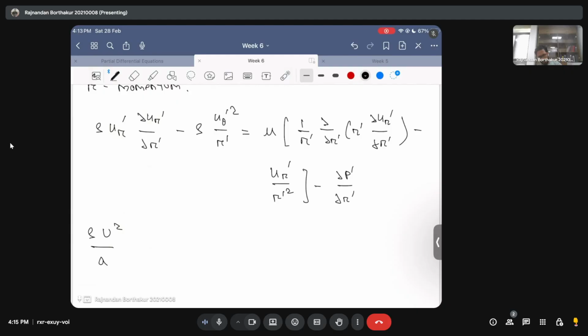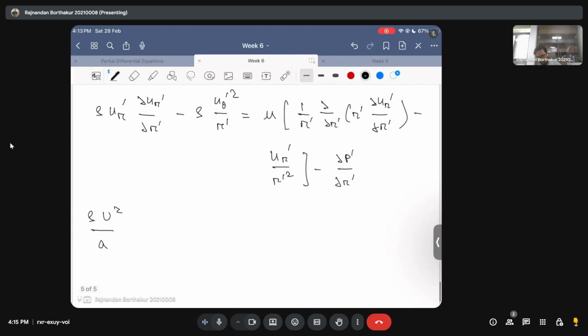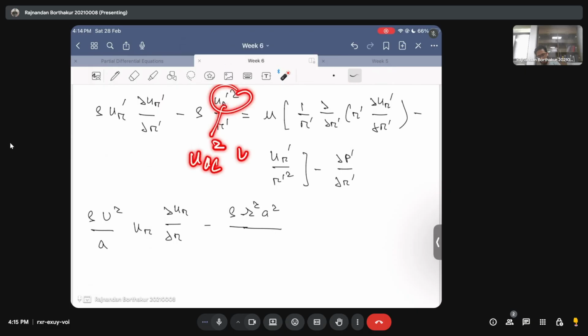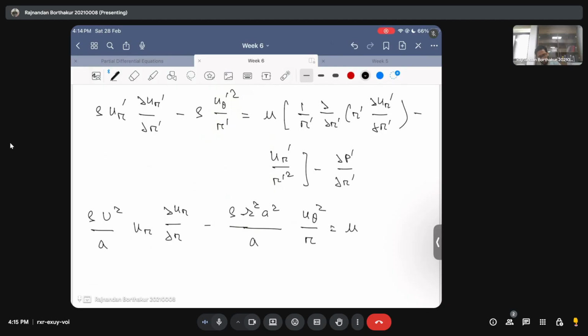Okay, so that's it. This is rho u squared by a, and then I'll have the non-dimensional quantities like ur del ur by del r. And from here I will have rho omega squared a squared, from this u theta prime squared, which can be written as u theta c squared times u theta squared, and this u theta c is omega a, so its square is omega squared a squared. That's where you get this rho omega squared a squared, and there is going to be an a here as well, then this is equal to u theta squared by r, and then we have mu.